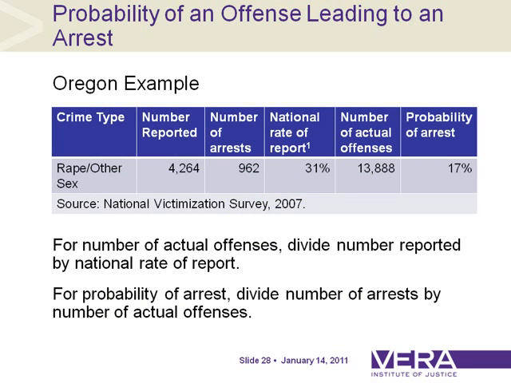So we can go on to the next step. Again, the same sort of probability idea: what's the likelihood of an offense leading to an arrest? Now we're looking at all of the offenses, not just the reported offenses. So we can look at the number reported, and divide that by the report rate to get an idea of the number of actual offenses. And we can see what the probability of an arrest is, given the actual number of offenses that we think occurred.